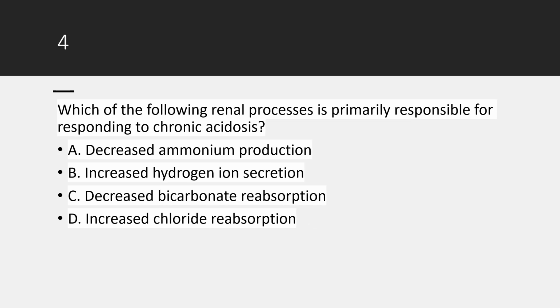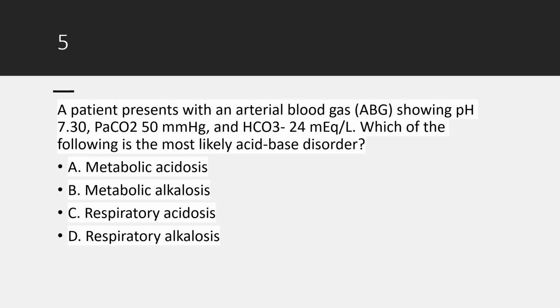Question 4. Which of the following renal processes is primarily responsible for responding to chronic acidosis? Number 1, decreased ammonium production, increased hydrogen ion secretion, decreased bicarbonate reabsorption, increased chloride reabsorption. Please drop your answer in the comment section.